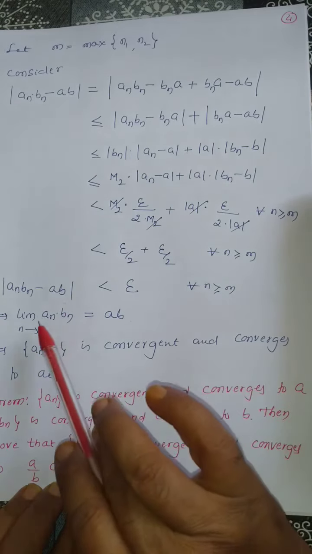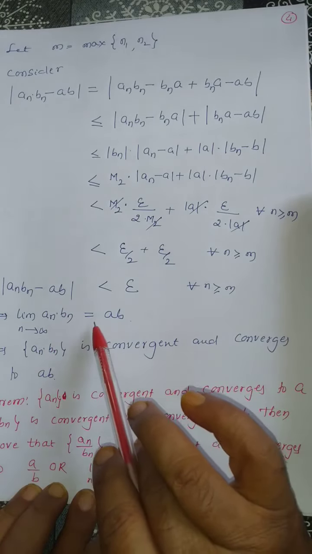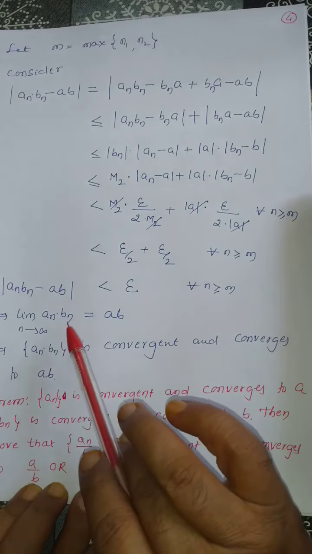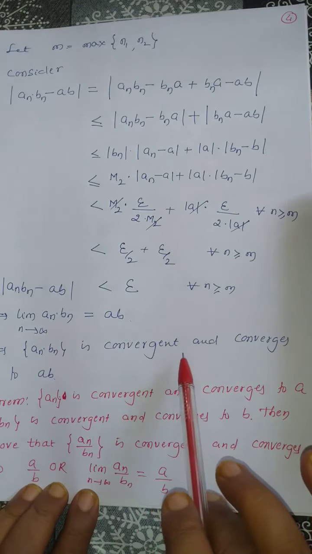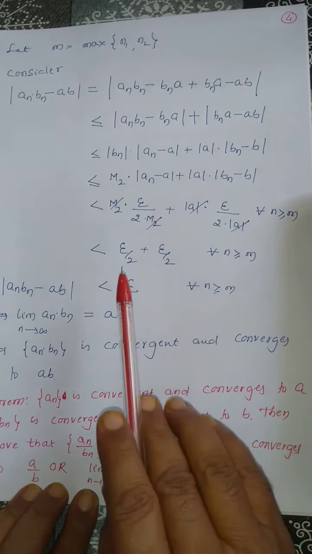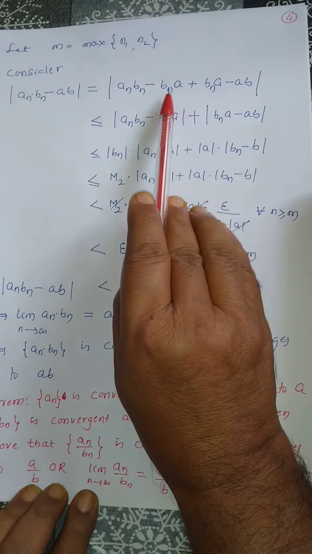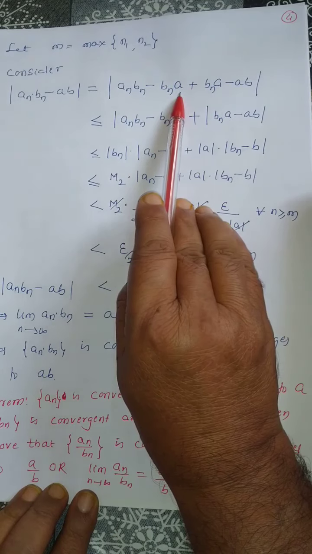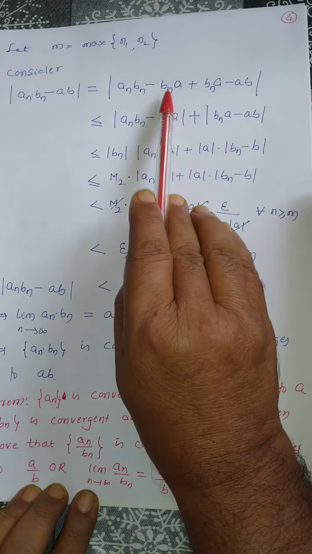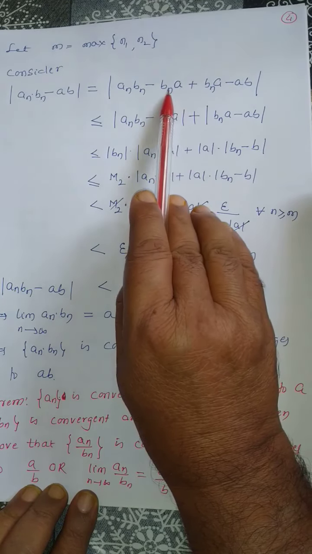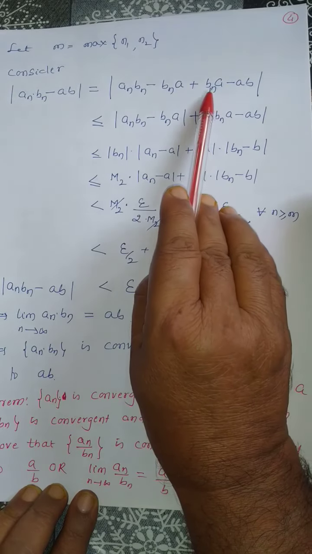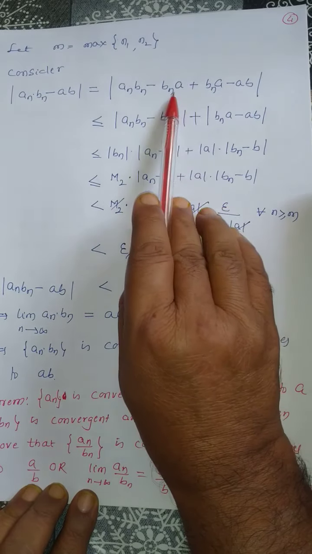So again the definition of the limit says a_n b_n equals ab as n tending to infinity. Therefore it is convergent. So note one more thing here, student. Instead of subtracting and adding b_n into a, you are free to select a_n into b. Add and subtract a_n into b. So you are free to select.